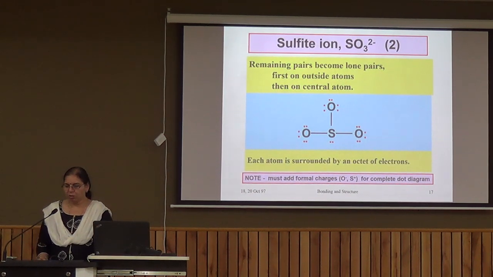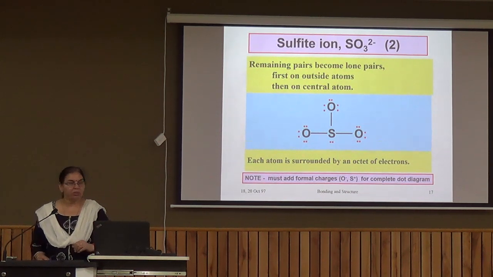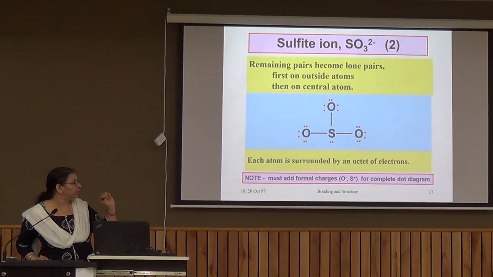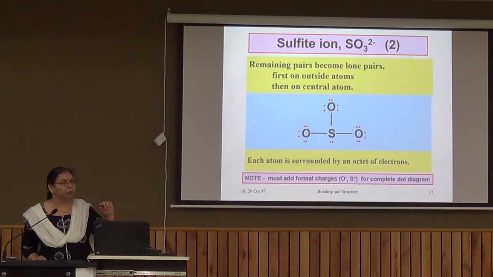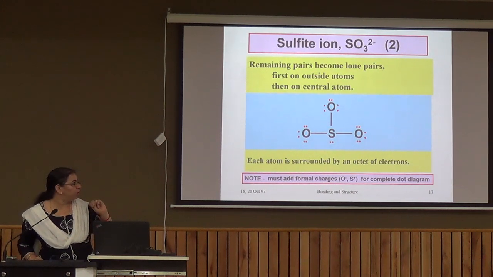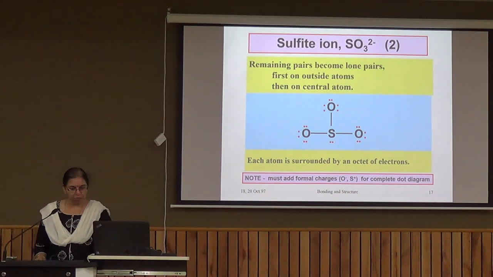Each atom is surrounded by an octet of electrons. Now see, each atom is having 8 electrons in their outermost shell. Now see, in sulfur 1 lone pair is present and 3 bond pairs. And in each oxygen you are seeing 3 lone pairs and 1 bond pair are present.